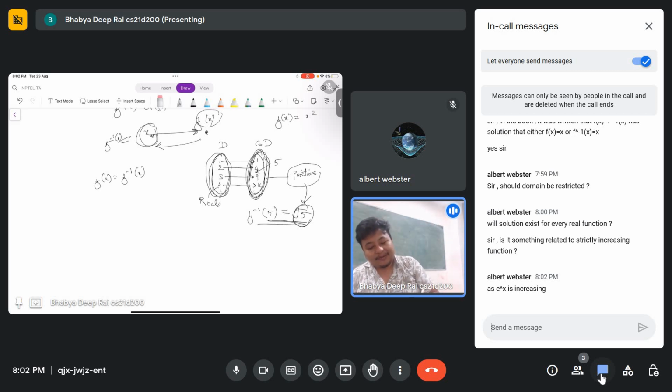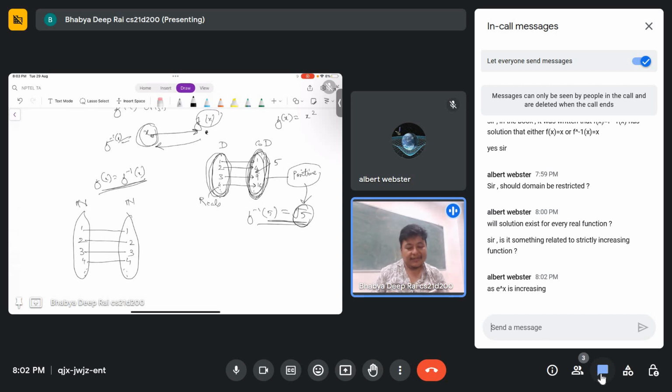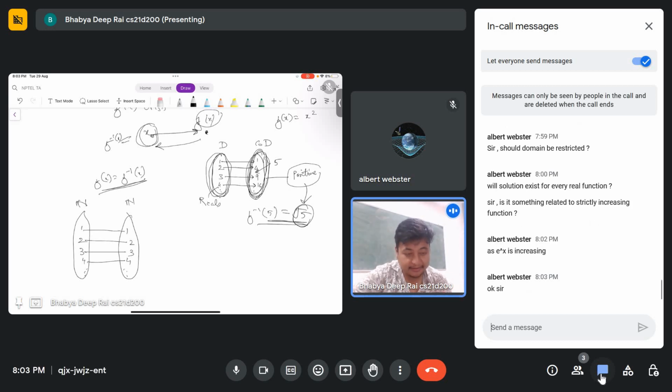But coming back to your question, when f of x equals f inverse of x, your function will look like this. 1 will map to 1, 2 will map to 2, 3 will map to 3, 4 will map to 4, and so on. Let's say the function was on natural numbers. This is simply how your function will look when f of x equals f inverse of x. But strictly increasing, I don't see.